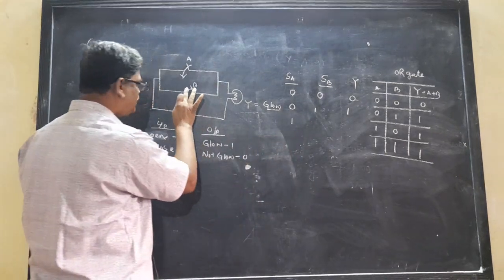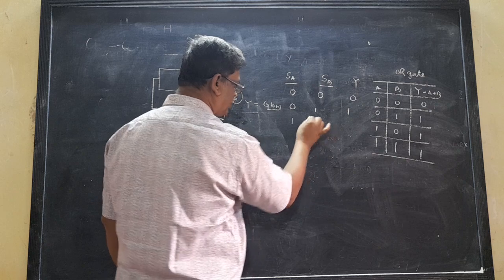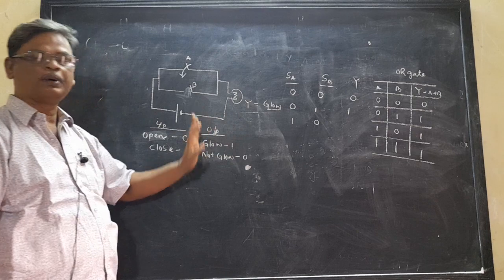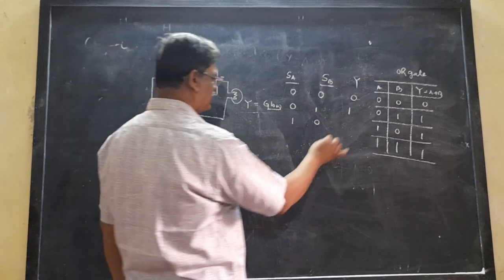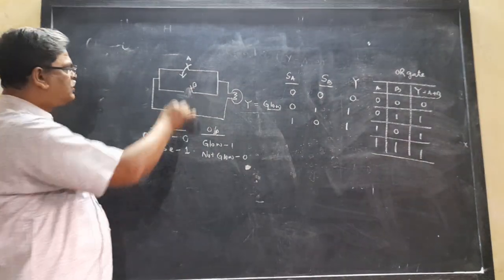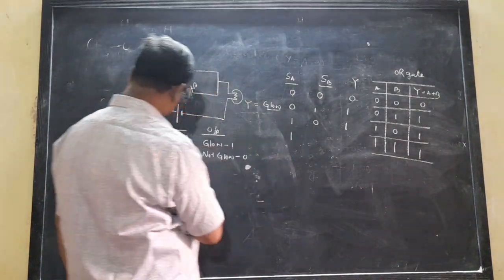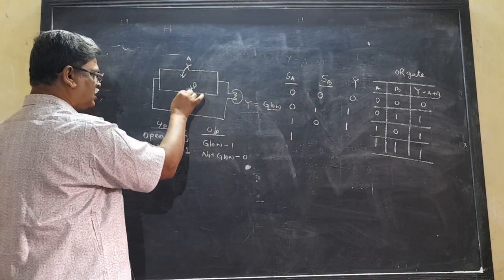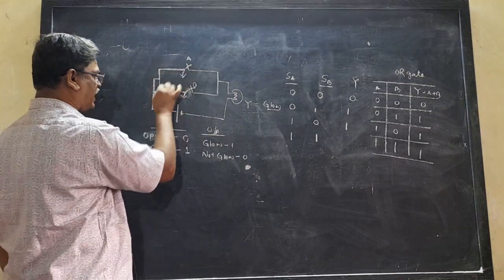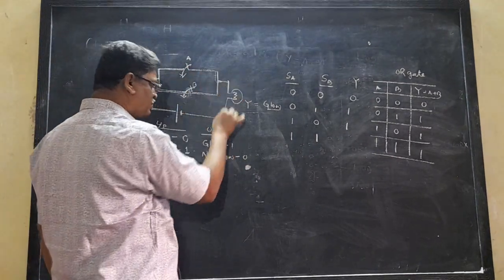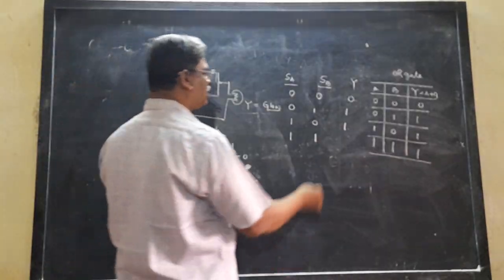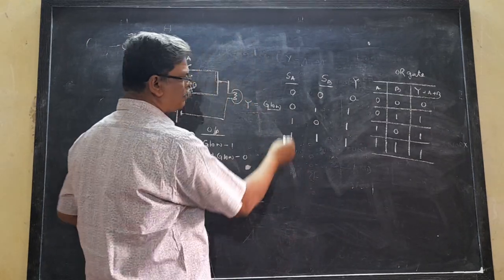Third stage: suppose A is closed, yes A is closed, 1, and B is open, 0. Then what happens? Again there is a current flowing through the switch A and through the bulb, and the bulb will glow, glow means 1. Then suppose A is closed, closed means 1, and B is closed, B is also 1. Then the current will flow through the switches A and B and then pass through the bulb.